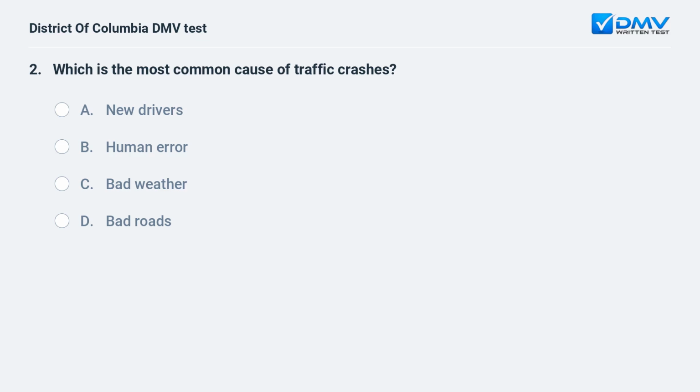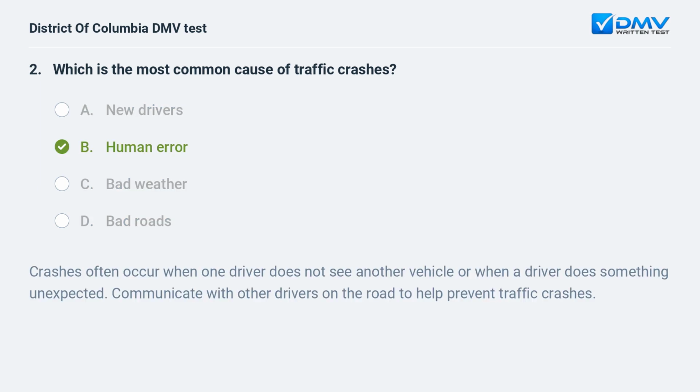Which is the most common cause of traffic crashes? A. New drivers. B. Human error. C. Bad weather. D. Bad roads. B. Human error. Crashes often occur when one driver does not see another vehicle or when a driver does something unexpected. Communicate with other drivers on the road to help prevent traffic crashes.